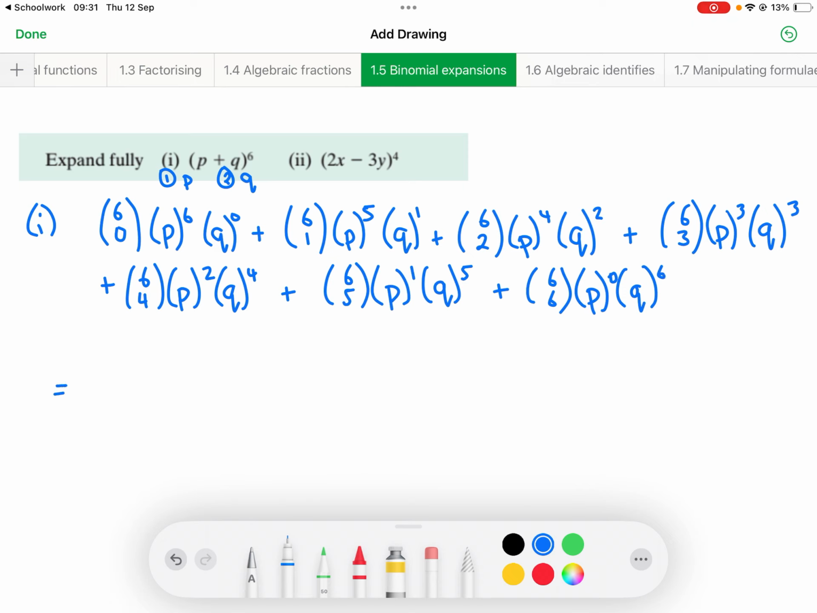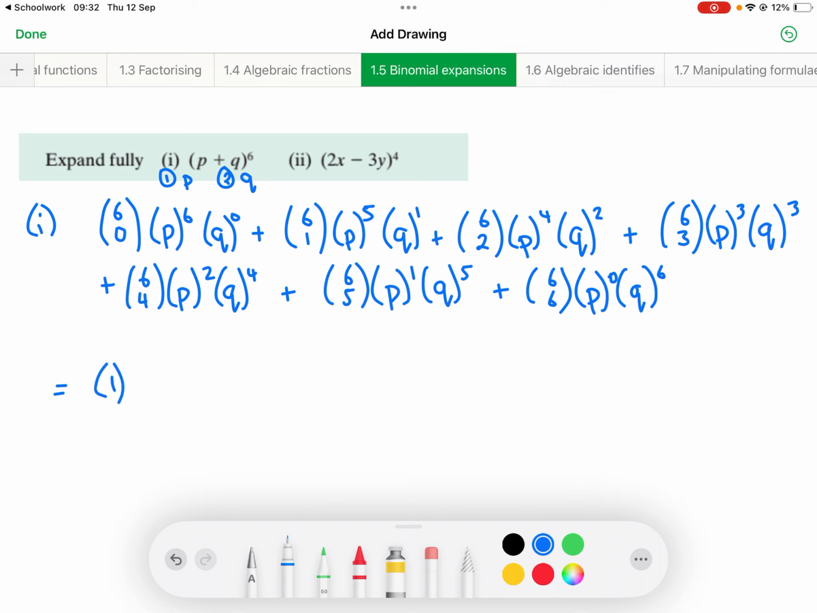And now we can work it out. If you are using the Casio calculator, I'm going to explain how to do it on mine, and hopefully it will work for you. If not, just Google how to do it on your calculator. So 6 choose 0, I just press 6, and then shift, and on mine it's the divide button, but on top of the divide button it says nCr. The n just means the number of things we're choosing out of, C means choose, and r is the number of things we're choosing. So 6 choose 0 is just 1.